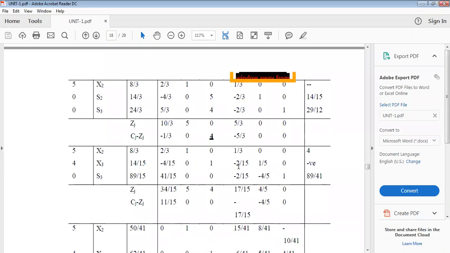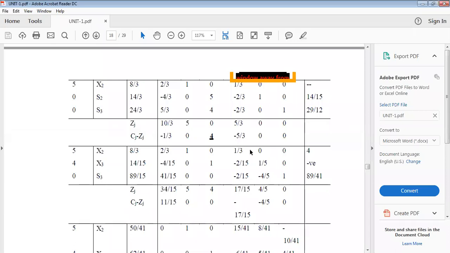Now, what our intention is that this is a maximization problem. When you calculate Cj minus Zj, you should not have any positive values. Either 0 or negative values you should be encountering in this Cj minus Zj. Until negative values and 0 values come in Cj minus Zj, you have to continue the problem with a number of iterations. That is the difficulty in this particular thing.